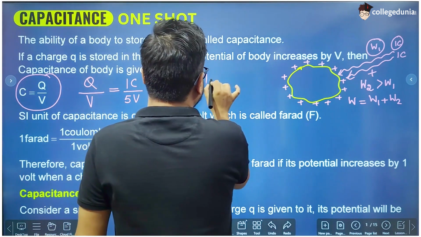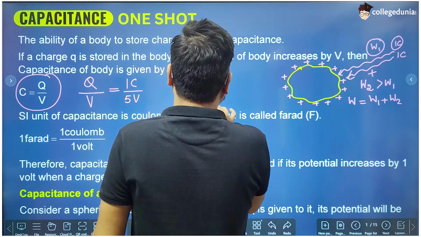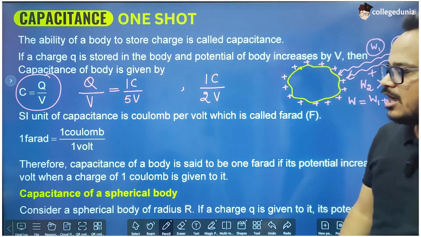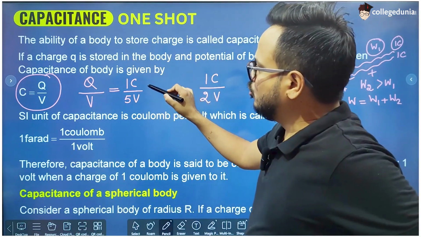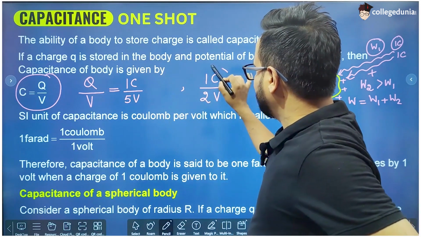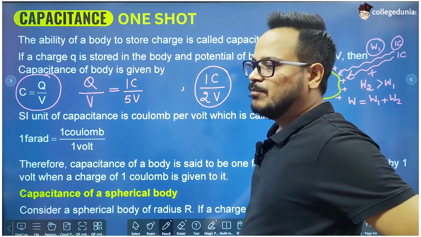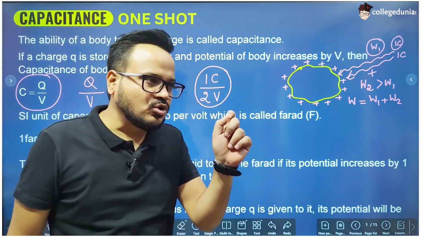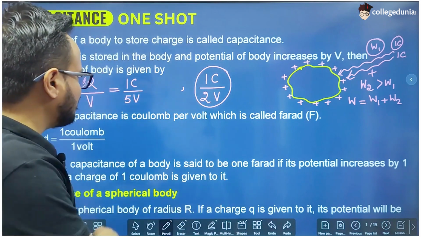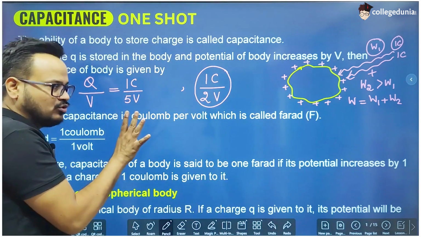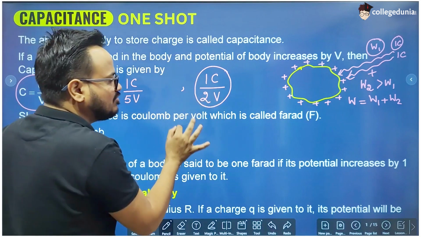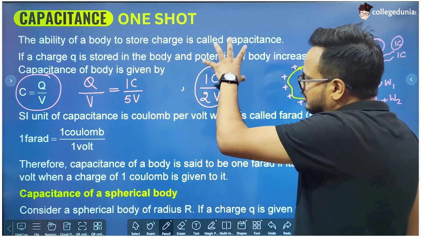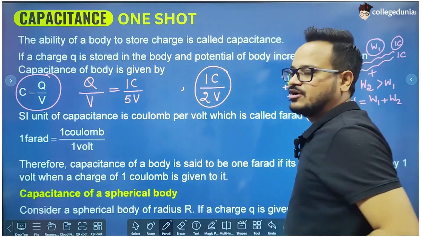And there is another body to which we have given a charge of 1 coulomb and the potential increases just by 2 volt. Now we will say that we have to do less work to charge this body, because potential is simply the amount of work which is to be done to store that charge from infinity. So in this case we have to do a work of 5 joule to store a charge of 1 coulomb, and in this case we have to do a work of 2 joule to store a charge of 1 coulomb. So obviously charging this body will take less effort.